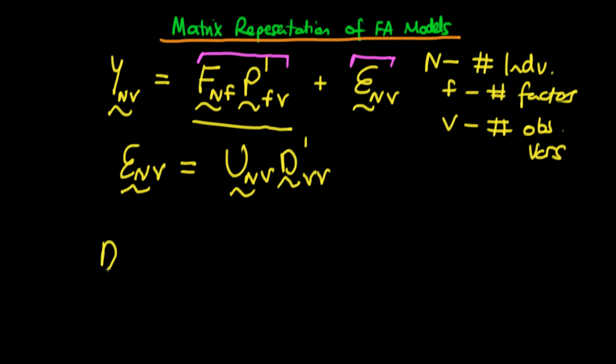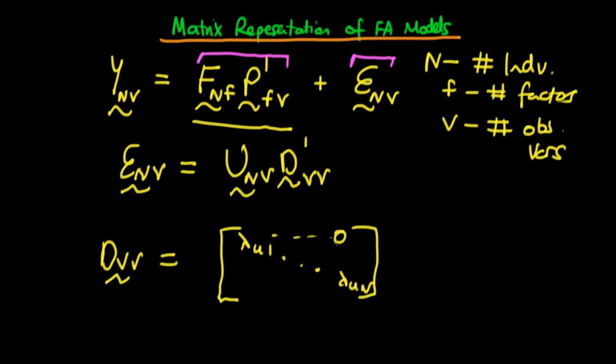Typically here, D_VV is assumed to be a diagonal matrix where the diagonals represent the weights of these unique factor scores on each of the specific variables. So the diagonals here are, let's say, lambda U1 through to lambda UV. And I've just written a U here to indicate the fact that we're actually talking about the unique factors, just to distinguish these weightings from those weightings which are on the latent factors, which we assume to be common between each of the different variables. And because it's a diagonal matrix, all the off-diagonal elements are assumed to be zero.